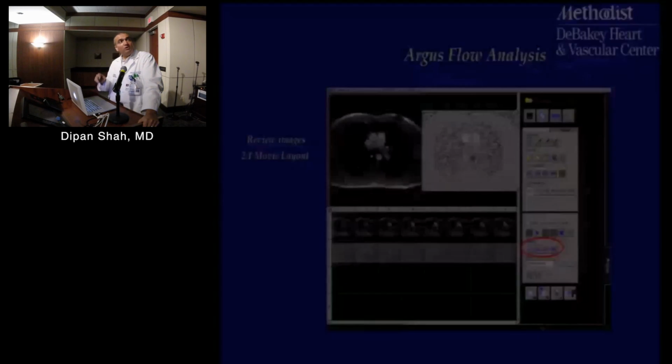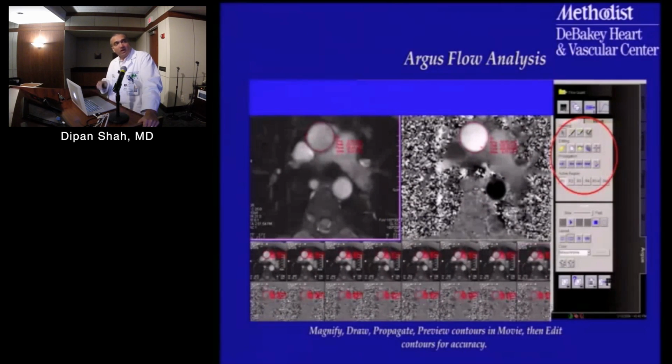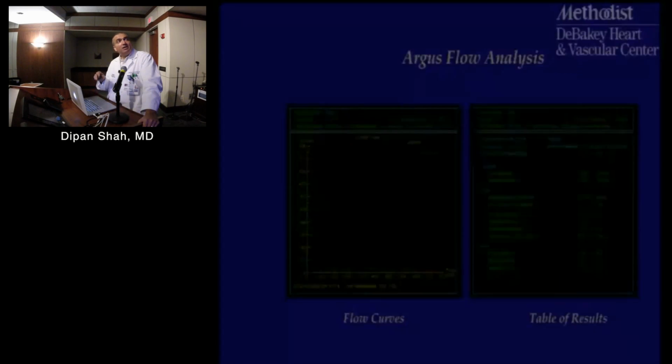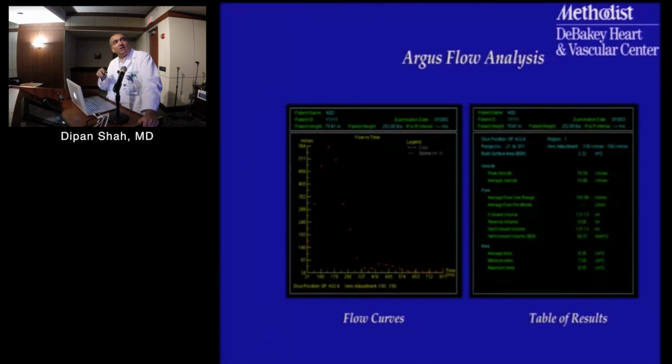And then once you've done that for each phase, the scanner will essentially summate the velocity times area, and it then gives you a flow curve. So it does it for each phase in the cardiac cycle, and you're able to generate a flow curve.